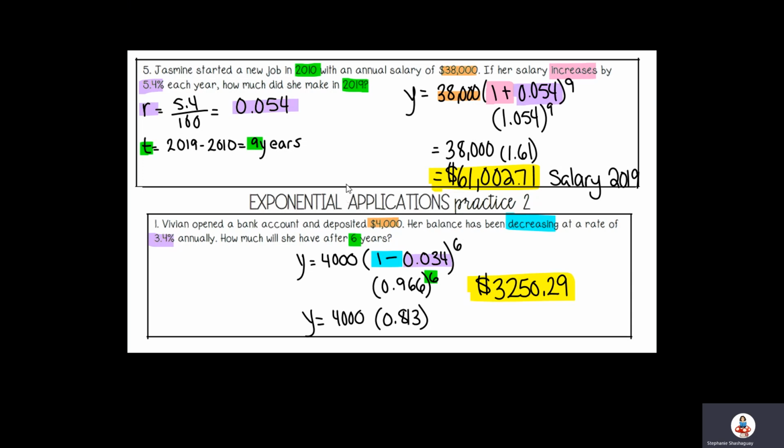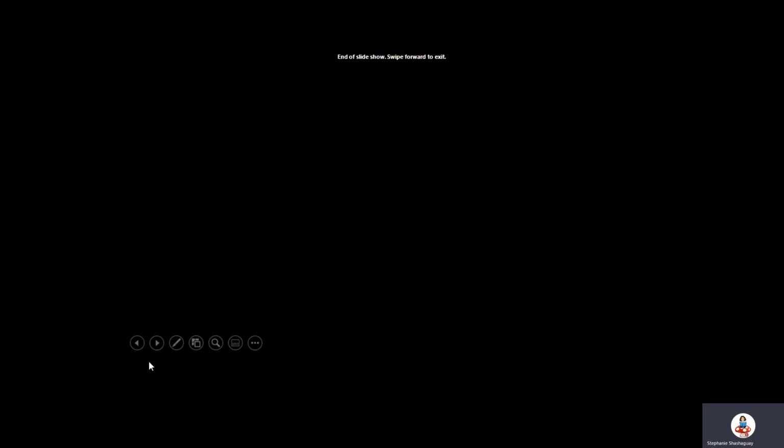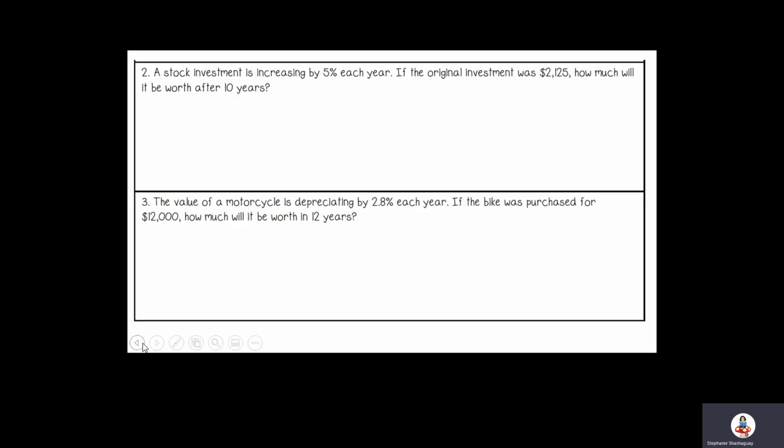Oh, went too far. Moving on to number 2. A stock investment is increasing by 5% each year. So we have increasing, so we will be adding the 5% each year. So that will be my rate. If the original investment was $2,125, how much will it be worth after 10 years?